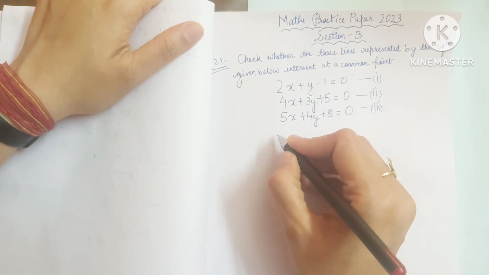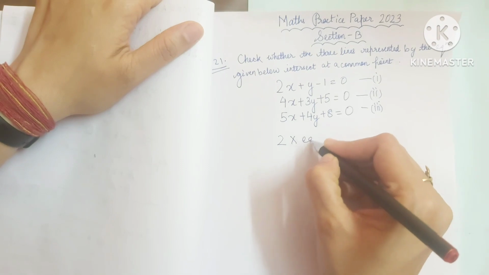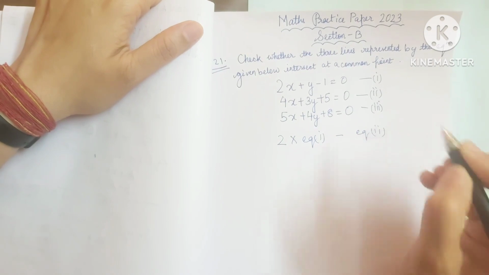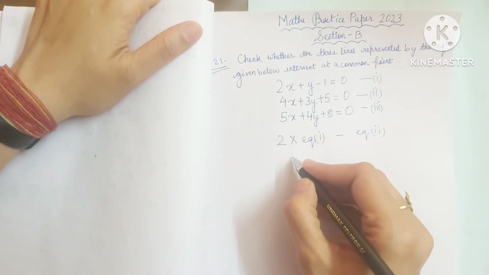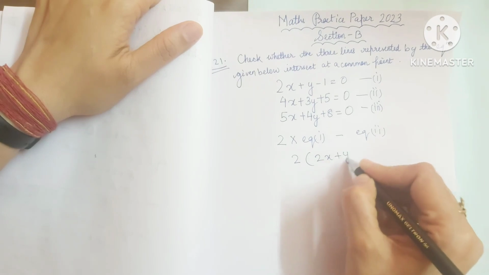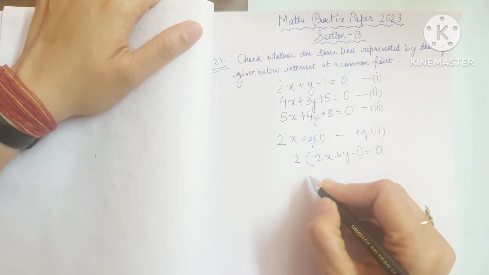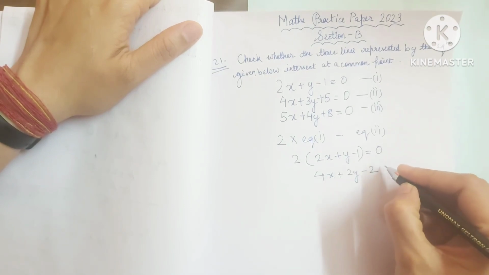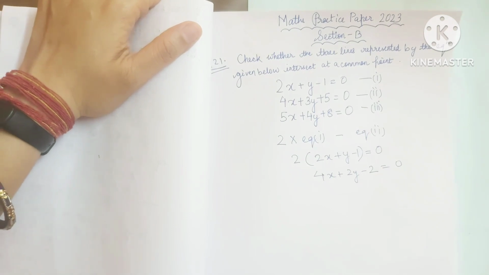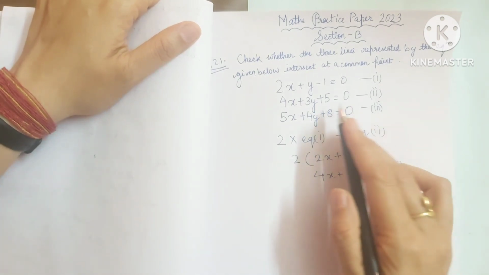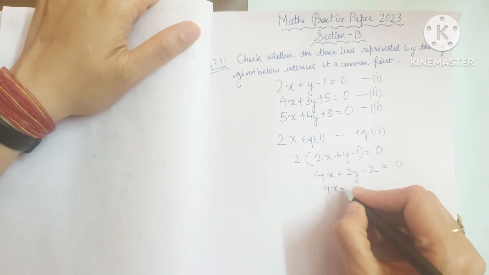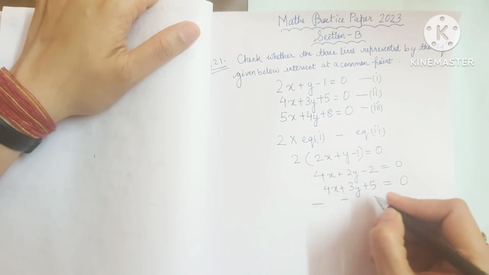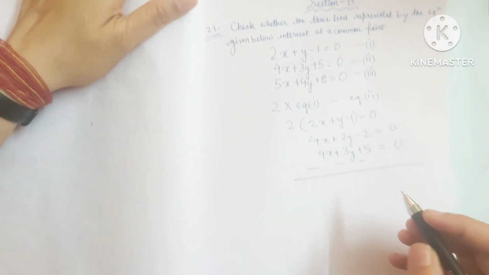So what I am going to do is, I'll multiply 2 with equation 1 and then subtract it from equation 2. मतलब मैं क्या करूँगी 2 मल्टीप्लाई कर दूँगी 2x प्लस वाई माइनस 1 इक्वल टू 0 में. तो क्या हो जाएगा ये 4x प्लस 2y माइनस 2 इक्वल टू 0. ओके, फ्रॉम दिस आई एम गोइंग टू सब्सट्रैक्ट इक्वेशन 2. इक्वेशन 2 क्या है 4x प्लस 3y प्लस 5 इक्वल टू 0. नाउ इफ आई सब्ट्रैक्ट, how much will I get?